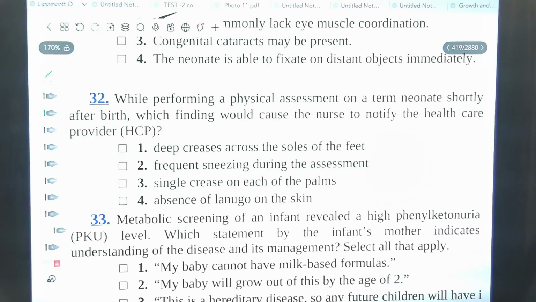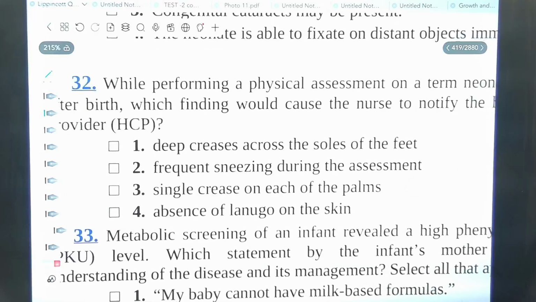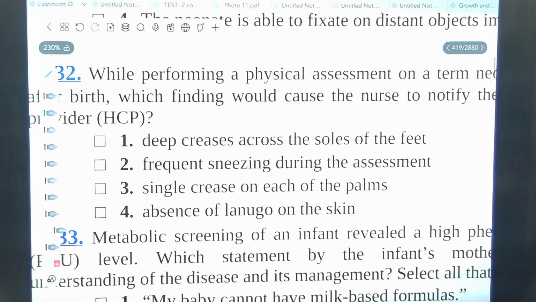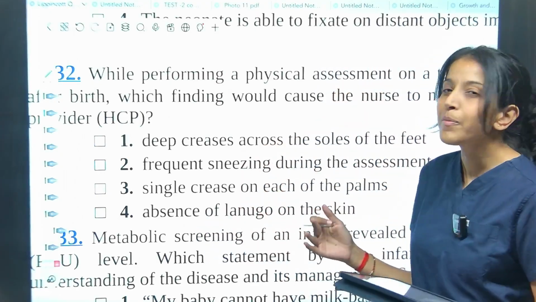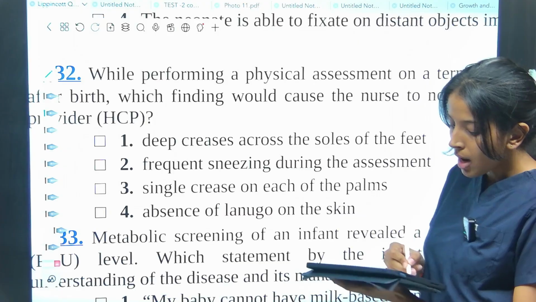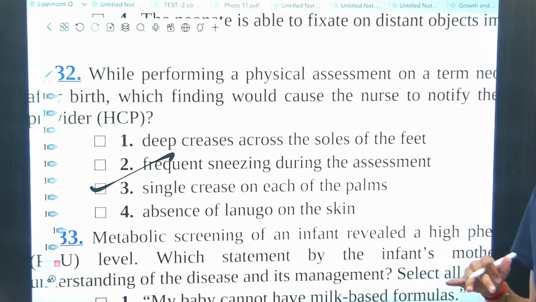Next question. While performing a physical assessment on a term neonate shortly after birth, which finding would cause the nurse to notify the HCP? Which finding will we report to the HCP? Choose the correct one. A single crease on each side of the palm indicates some chromosomal abnormalities. So we have to share this finding with the HCP. So third will be the correct response.